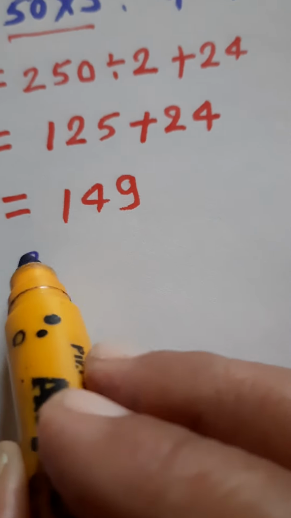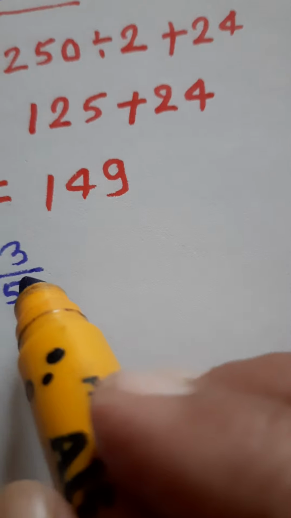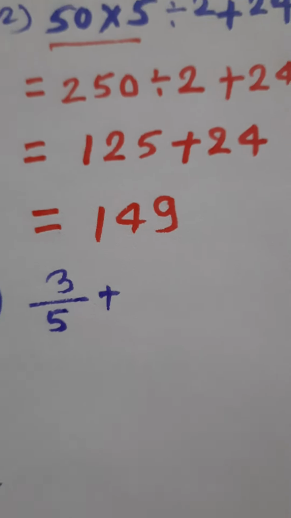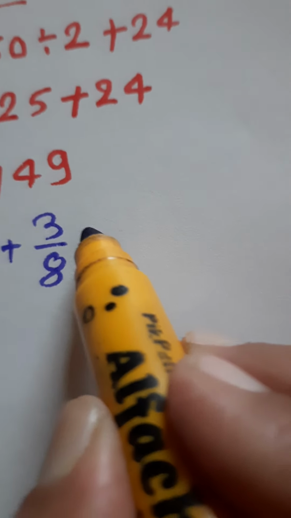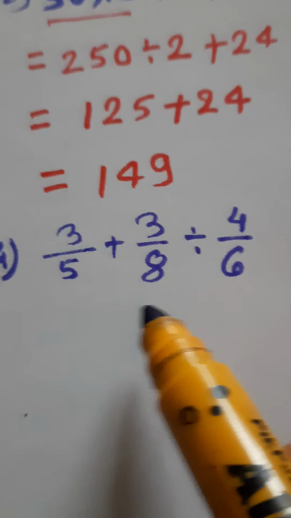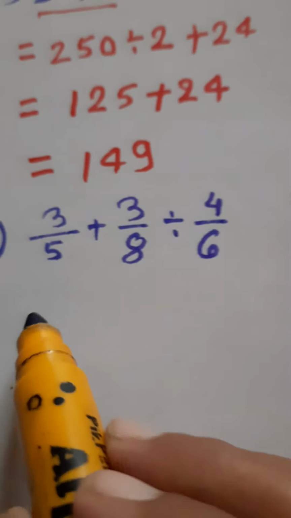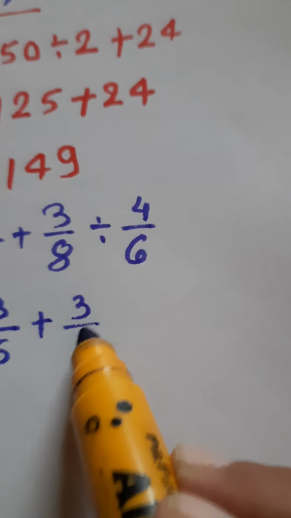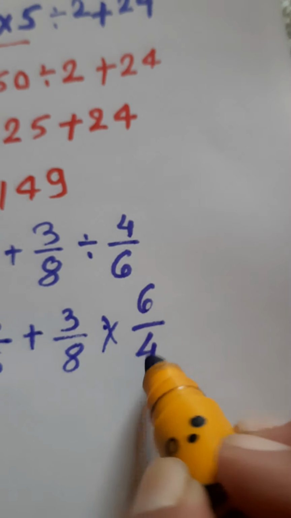Three upon 5 plus 3 upon 8 divided by 4 upon 6. We have to multiply left to right, but we have to do this division first. 3 upon 5 plus 3 upon 8 into 6 upon 4.